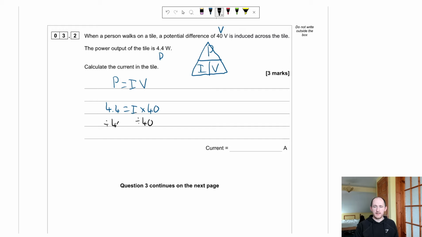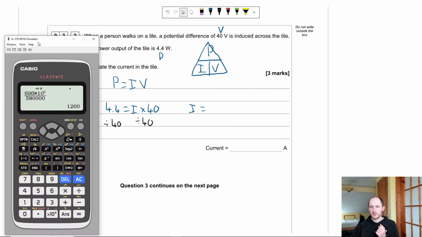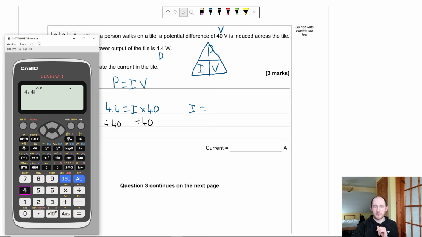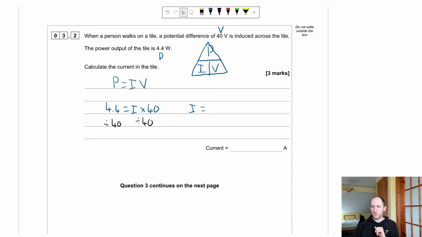Again, if you want to use the formula triangle, you would cover up the I, you get P over V, so 4.4 over 40. Whatever way you want to do it is totally fine. I personally recommend the algebra way, especially if you're planning on doing a science or even maths for A level. It's good to get used to doing the rearranging now rather than later. But 0.11 amps.